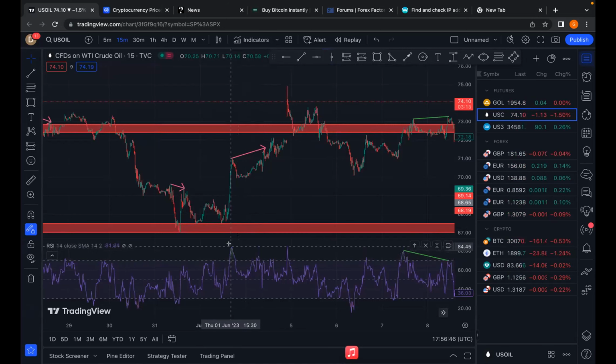So how about this one? Which one? This one. Mark it on the chart first. But you see, that one did not drop. Did it drop? No. Which means it wasn't ready.